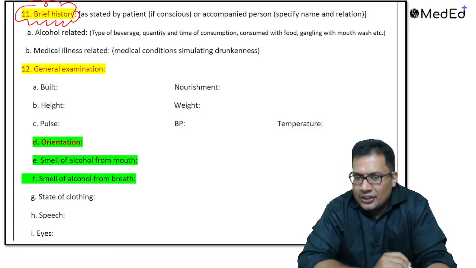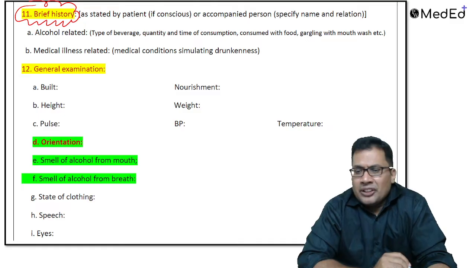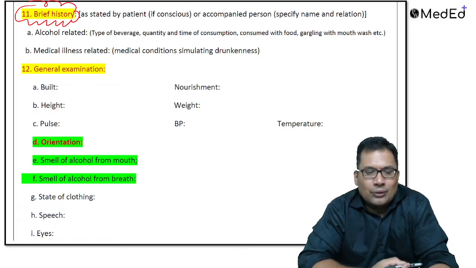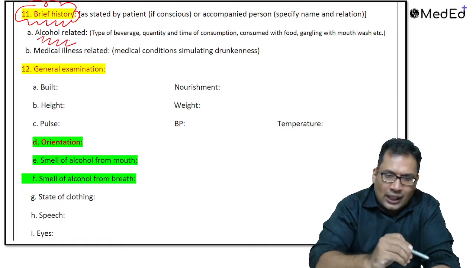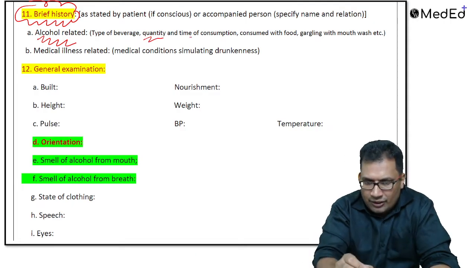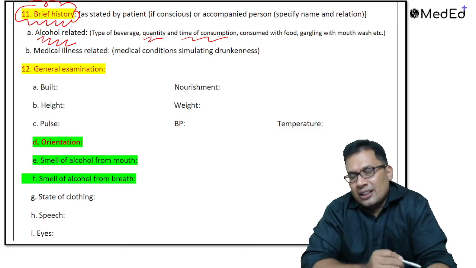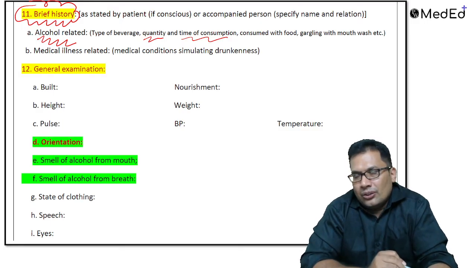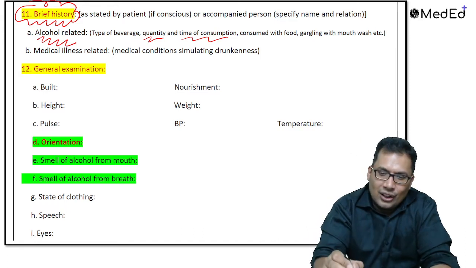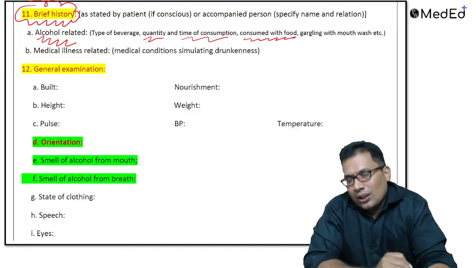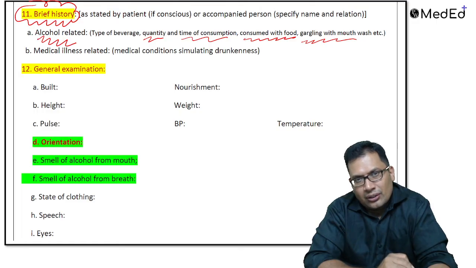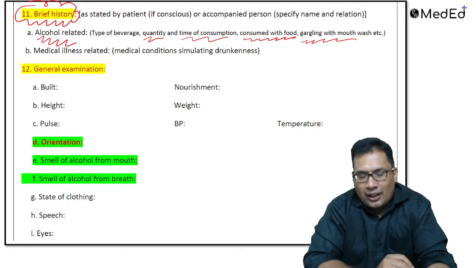Brief history, like stated by the patient if conscious. If patient is unconscious, then by the accompanied person. You can ask the history of type of beverage, quantity that is taken, time of consumption, the quantity that is 30 ml, 60 ml, 90 ml, okay, small, large, extra large, like that. Consumed with food or not, gargling with the mouthwash can affect the smell, right?